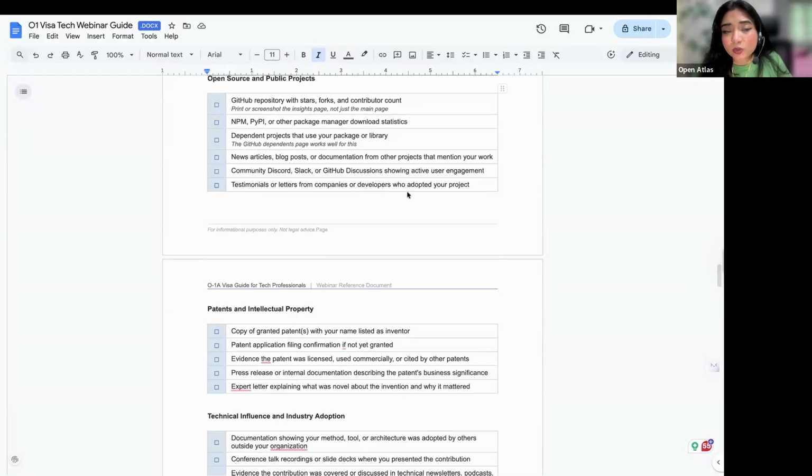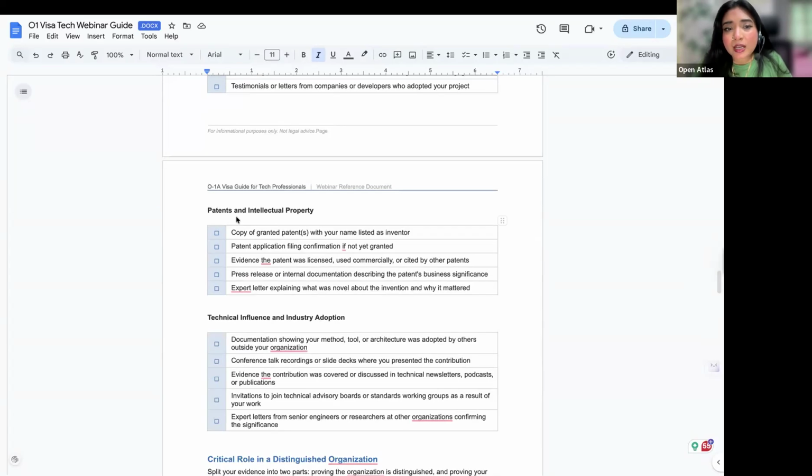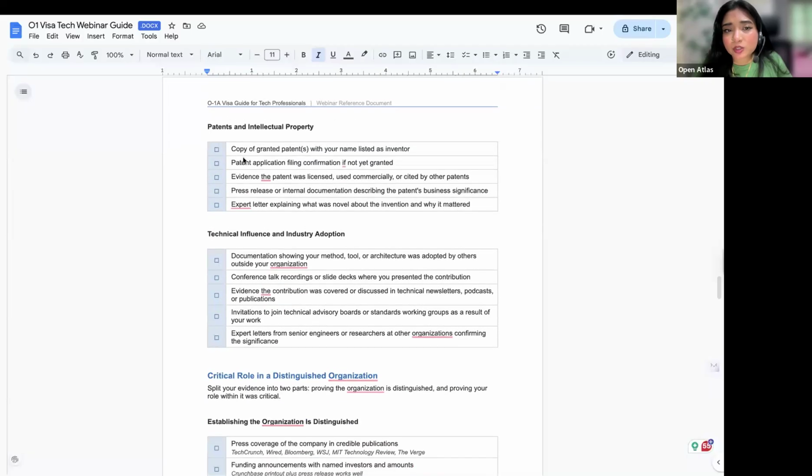Very distinguished and very reputable supportive document for O-1 and EB-1A as well. Patents and intellectual property: copy of granted patents with your name listed as inventor. Patent application filing confirmation if not yet granted.